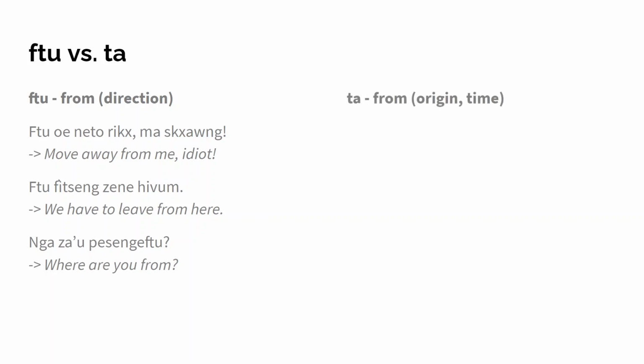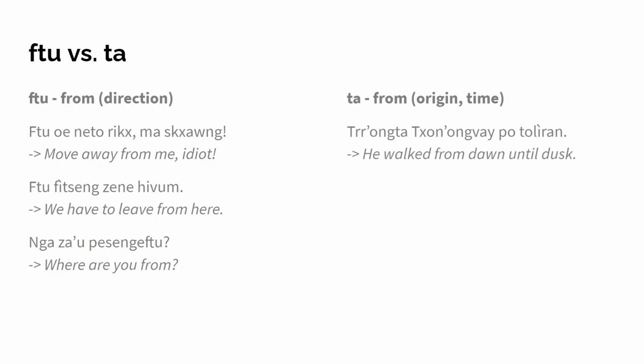Then on the other hand, we have ta, from, which is from in the sense of origin or time. So, dr ong ta, on ong vai bo toleran. He walked from dawn until dusk. Za'u tatson ta ewa. That obligation comes from era.